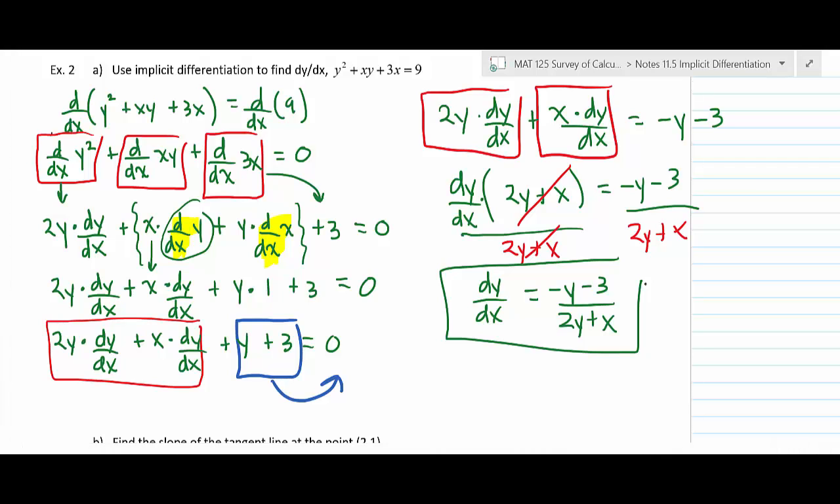Could you cancel out the y's on the right side? No. I'm glad you pointed that out too. If you're thinking about canceling that, what keeps that from happening is that.